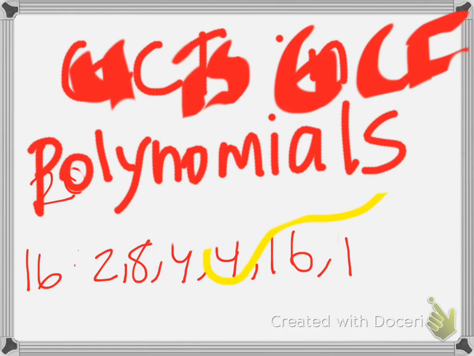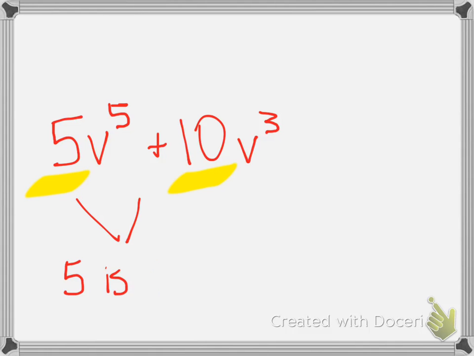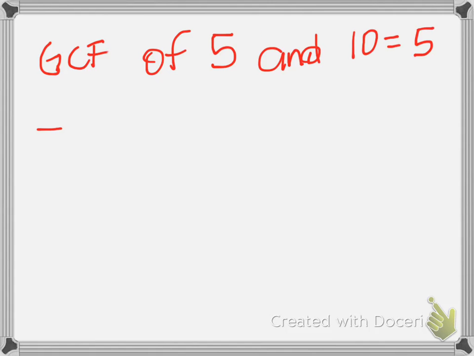GCF in polynomials. Now, finding the GCF in a polynomial is a little bit trickier. Here we have a polynomial, 5v to the 5th power plus 10v cubed. First of all, 5 is the GCF between 5 and 10. The GCF of 5 and 10 is 5.